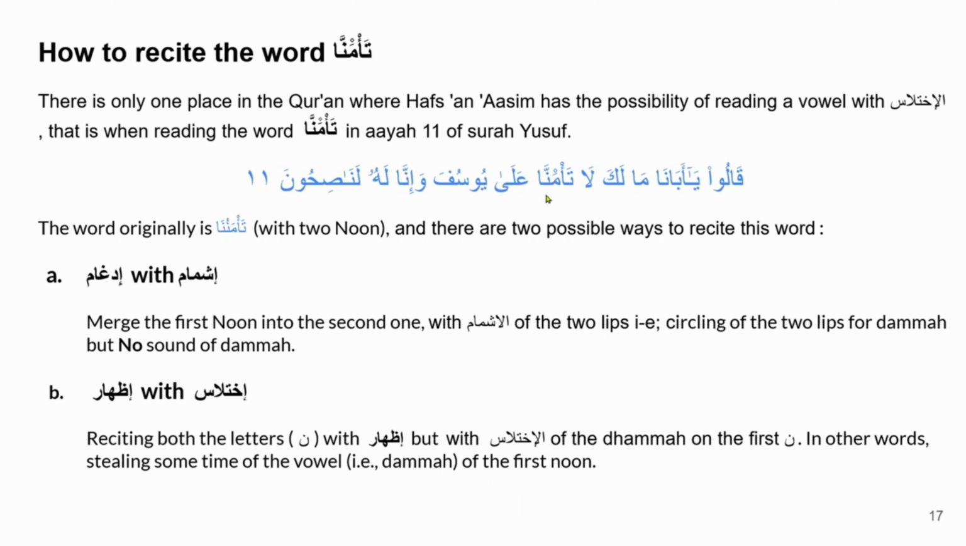The word originally is ta'manuna with two noons, and there are two possible ways to recite this word. The first one is idgham with ishmam, and upon doing idgham with ishmam, we merge the first noon into the second one with ishmam, which is circling of the two lips for dhamma, but without the sound of dhamma. So we recite it like this.